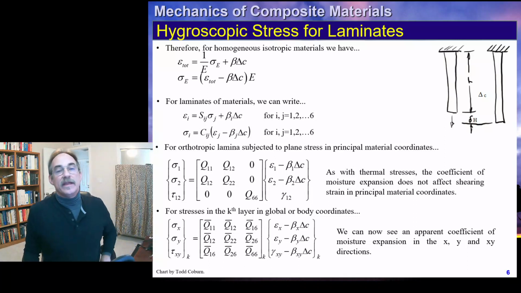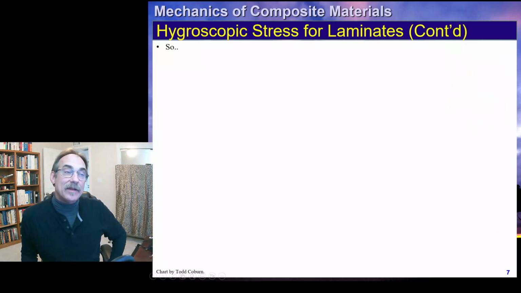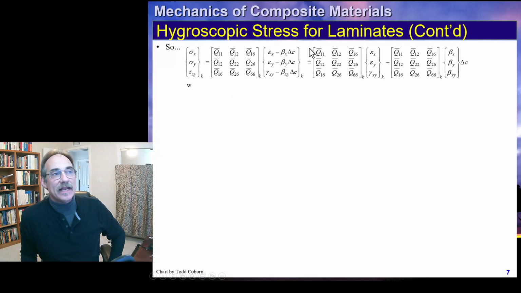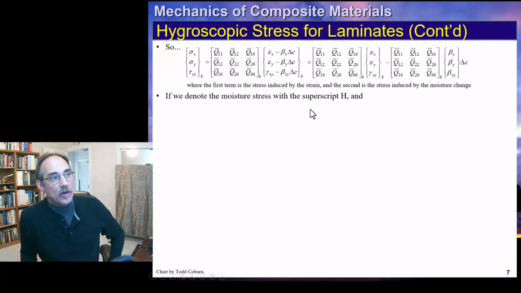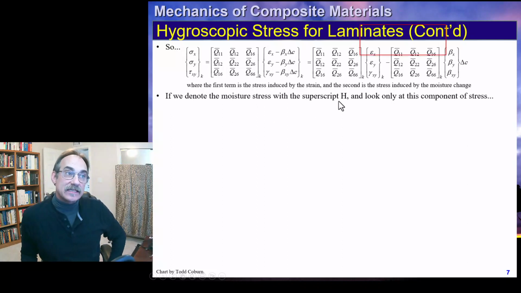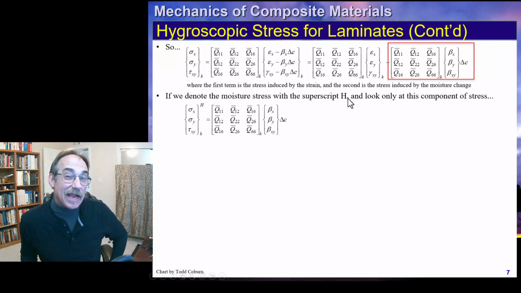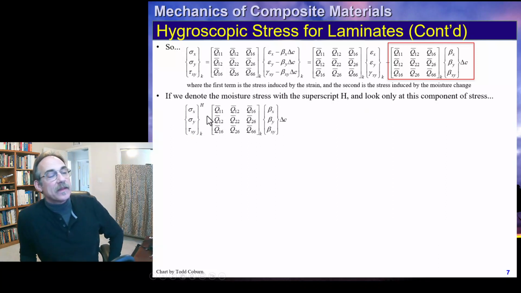All right. We're then going to develop how a laminate responds in the same manner. We had this relationship for a lamina, which we can write like this. And if we denote our moisture stress with the superscript H for hygroscopic, then we can write our stress in a single lamina with this relation. It's the Q bar times the beta delta C.